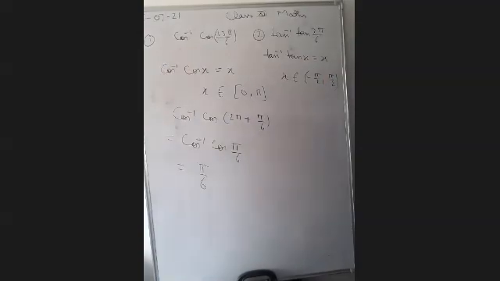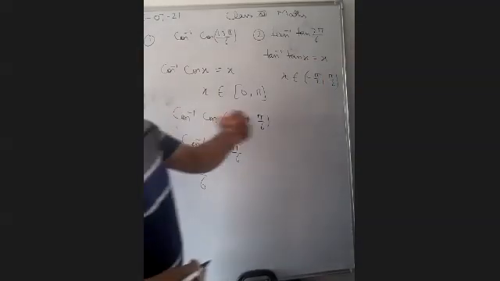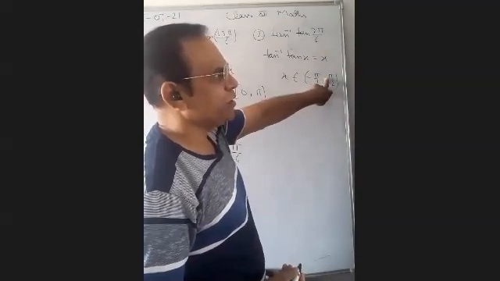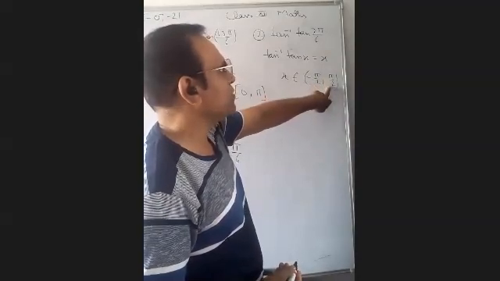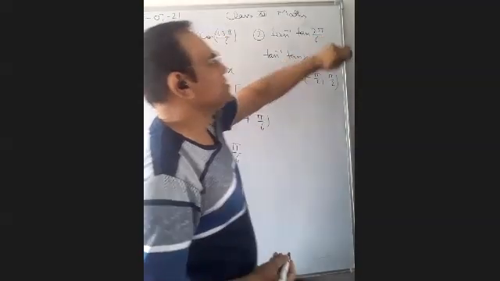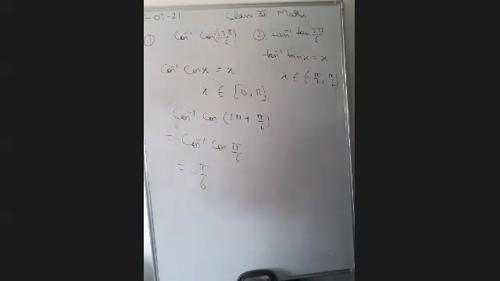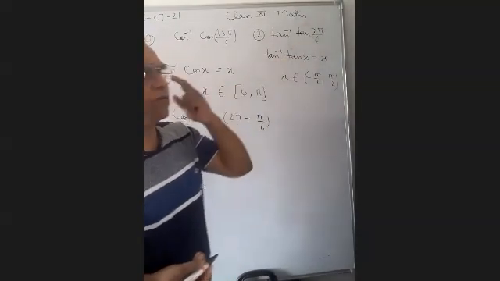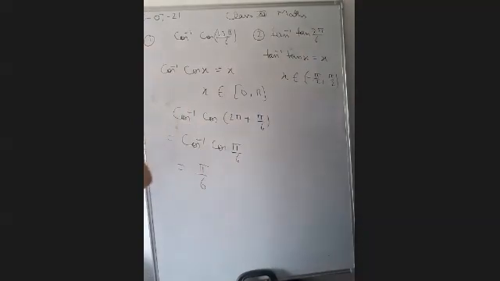But it is not lying in this interval. How can you check? You can check pi by 2. If pi means 3.14, if you divide it by 2 it will be 1.57. Here pi means 3.14 divided by 6 you will get 0.5. 7 times 0.5 is 3.5. It is coming much more than 1.5, which is 3.5. So numerically the value is not coming in our domain, so we can convert.